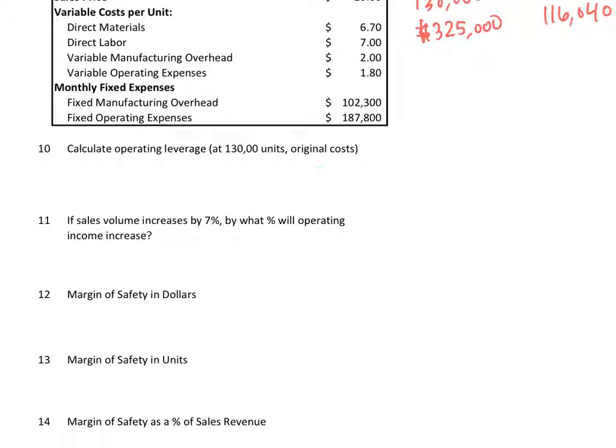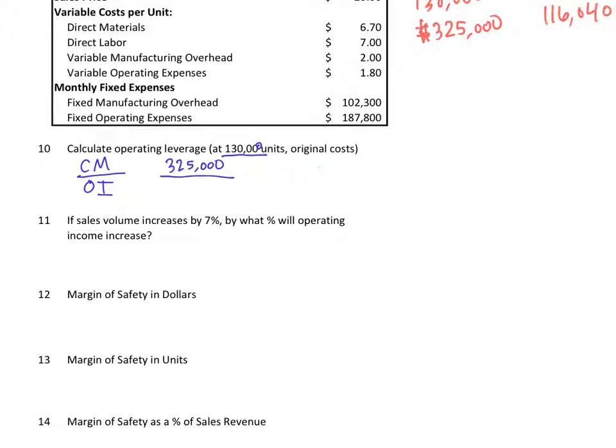Let's look at item 10, operating leverage. The equation for operating leverage is total dollars of contribution margin divided by total dollars of operating income. And in this item, we are using 130,000 units as the volume of units sold. In video 1, we have already calculated that total contribution margin is 325,000 when we sell 130,000 units. So that's going to be our numerator.